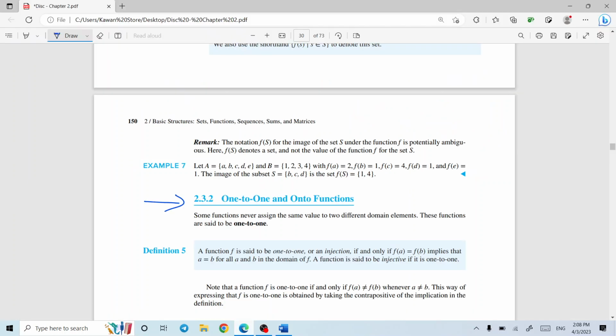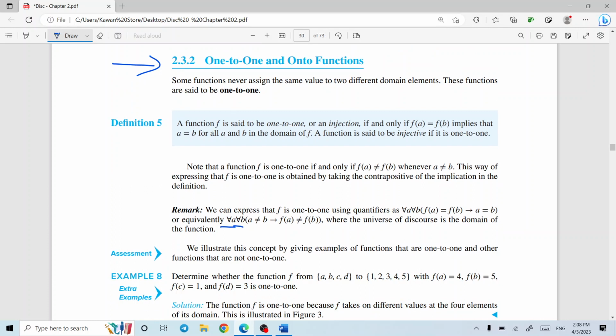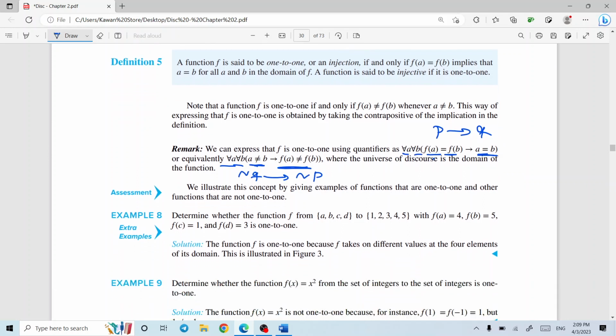Look at here, you can see if for a, b, or x1, x2 not equal, then the images are not equal. Or for a and b, if f(a) equals f(b), then a equals b. So this is p implies q. How about that one? Negation q implies negation p. Understood? So both definitions are true, they are the same, they are equivalent. Here we have two types of the definition.